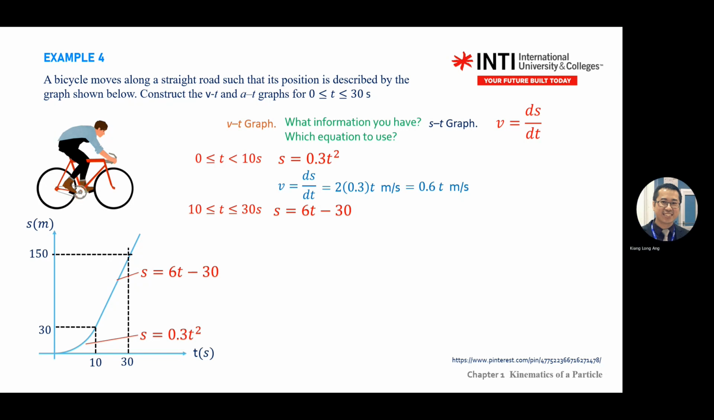Because you have S, you differentiate with respect to T, you get velocity. Because you have these 2 parameters, you have S and T. So you differentiate these 2, you get velocity. Then this one same.